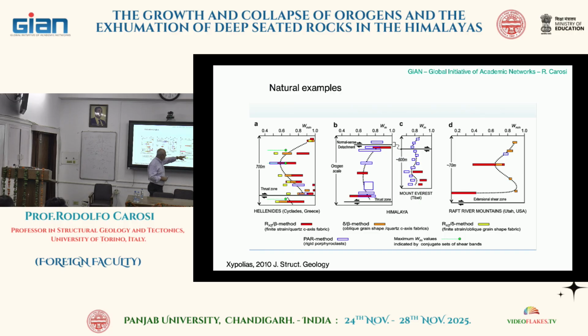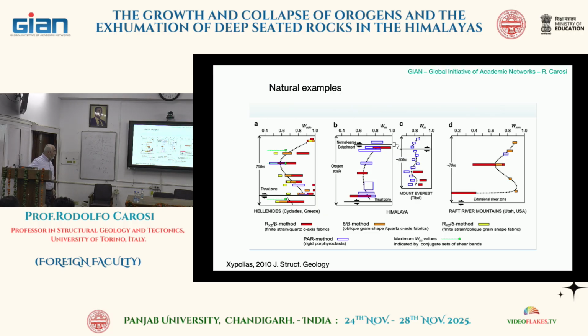This is the Raft River Mountains in the USA. It is an extensional shear zone and the vorticity changes in a strange way going to the lower part. So you can also use it at the regional scale.